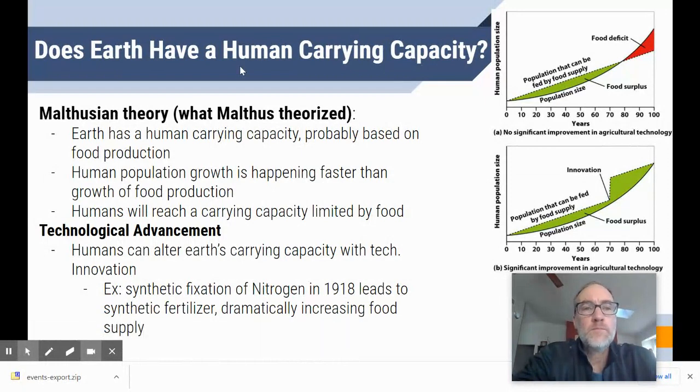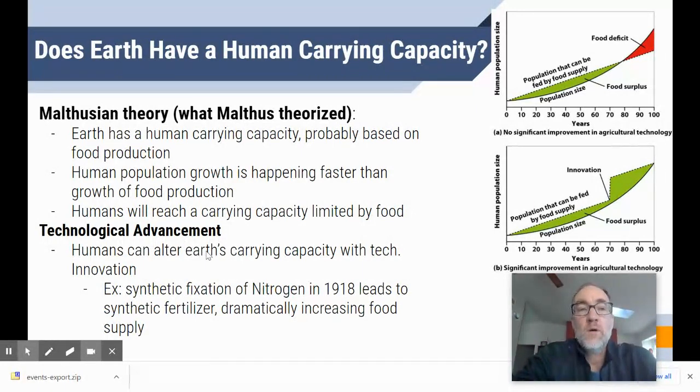So Malthus, back to that, we're going to run out of food. Human population growth is happening faster than growth of food production. Humans will reach a carrying capacity limit by food. So this is kind of what was predicted to happen. We'd run out of food. We'd have a deficit, and hundreds of millions of people would starve to death.